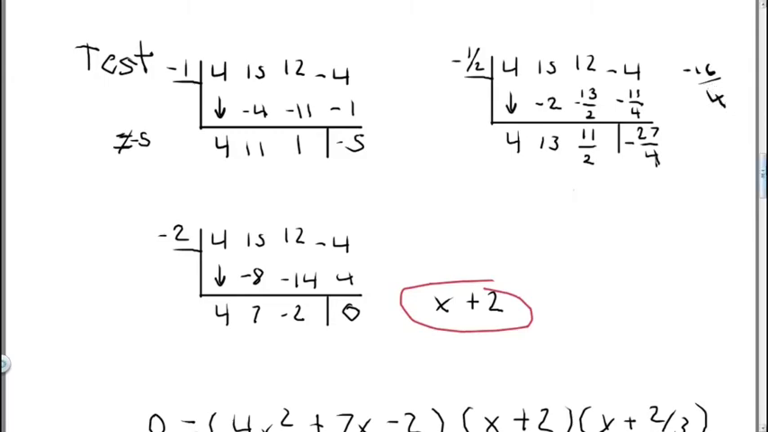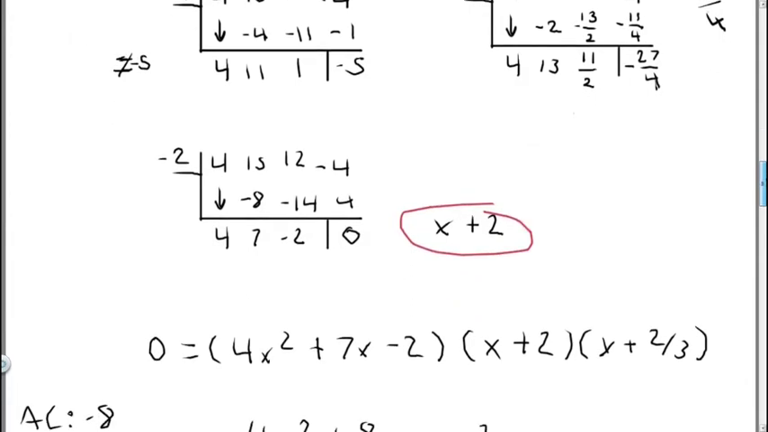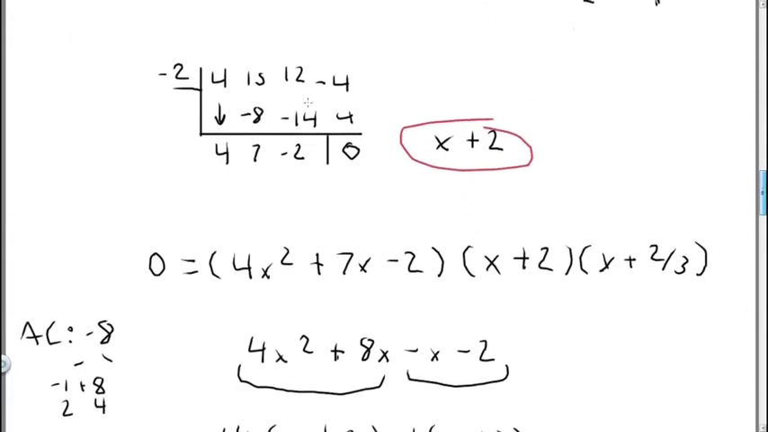And I did the test with -2. -2 times 4 gives you -8. 15 minus 8 is 7. 7 times -2 is -14. 12 minus 14 is -2. -2 times the -2 gives you a +4. -4 plus +4 gives you 0. Hooray! We've done synthetic division again, which gives us the factor of x plus 2.